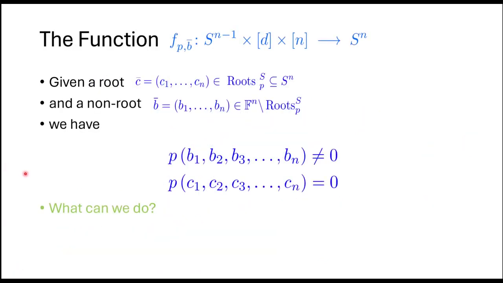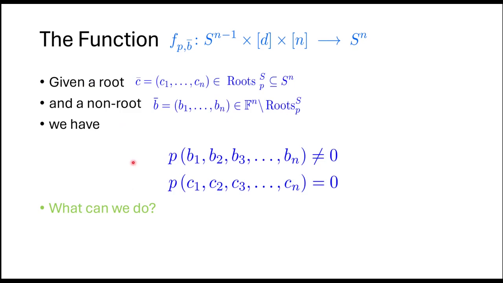So how do we define this function precisely? Given a root C in root SP, from C1 to Cn, each coordinate is from S, and a non-root B, it's going to be a function from the set minus root SP. We have the following. This is just the setup. PB is non-zero by assumption, because it's not a root, and PC is a root.